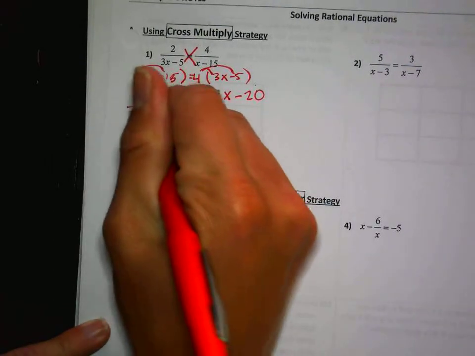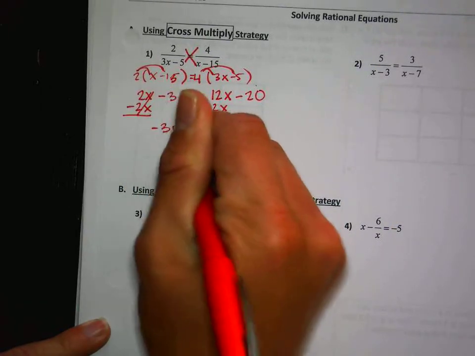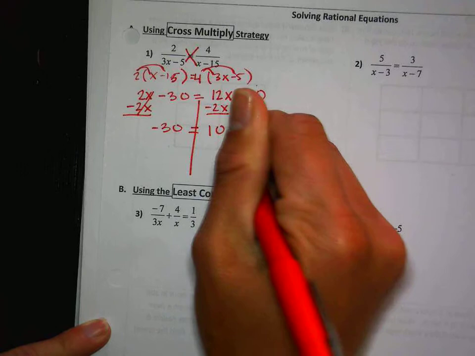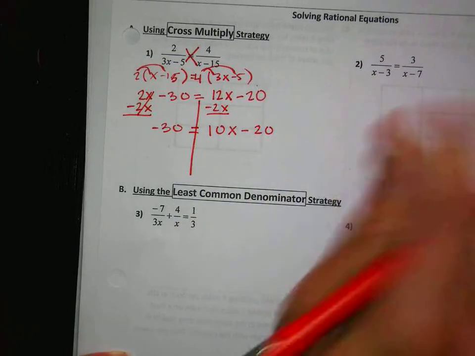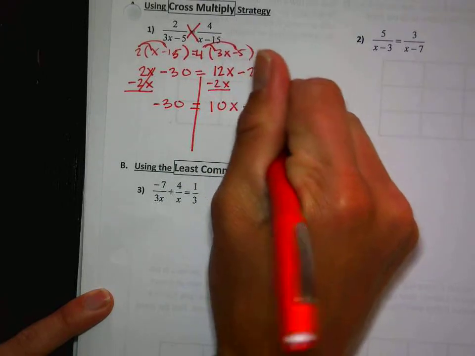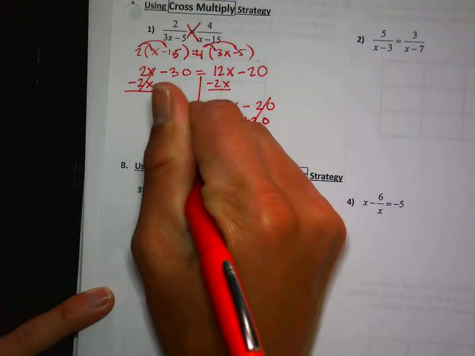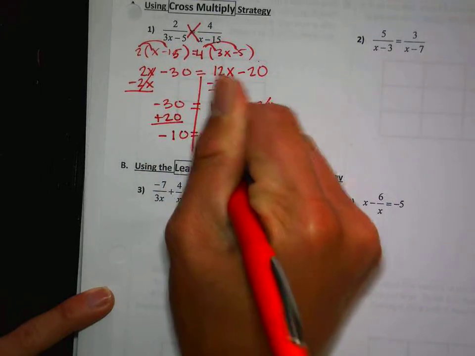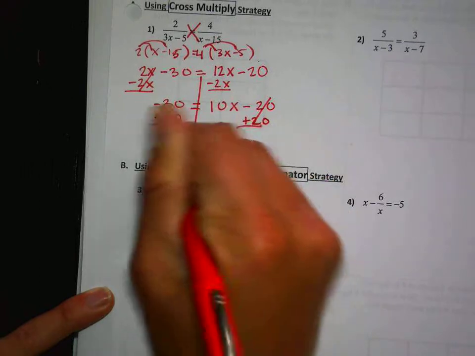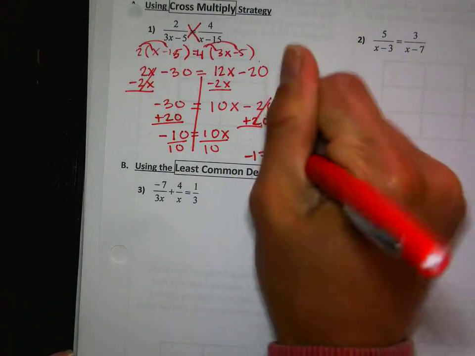So I'm going to move the 2x. So I get 10x minus 20. And then I'm going to add 20. Add 20. So negative 10 equals 10x. Divide by 10. And x equals negative 1.